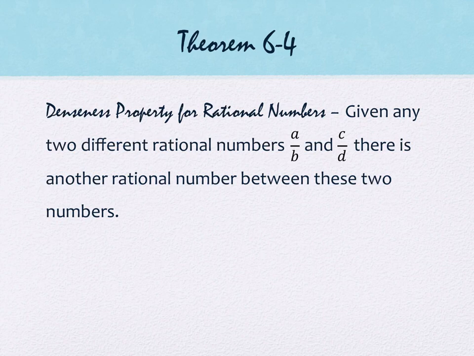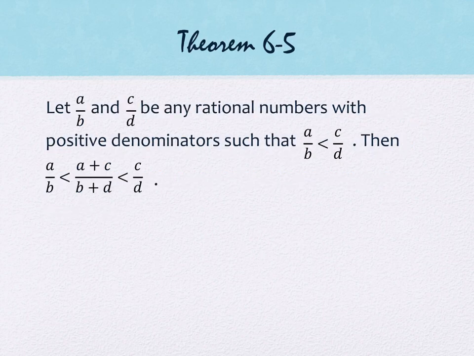Now, that doesn't work for whole numbers, right? There is no whole number in between 3 and 4. There's no other whole number. There's other rational numbers in between. But this is a property about rational numbers that does not exist for whole numbers or for integers. Any two rational numbers, there's another rational number. This is actually a very easy way of finding that number or a number of that variety. It's not the only number between them, but it's one of them.